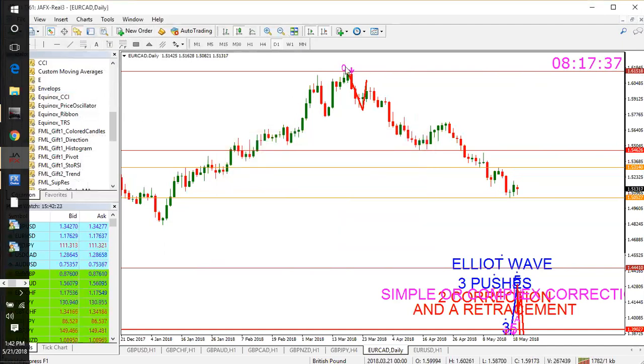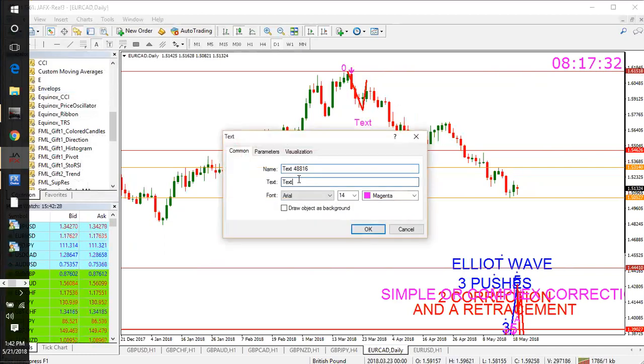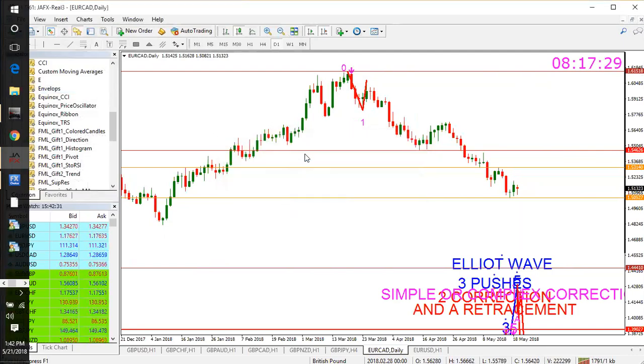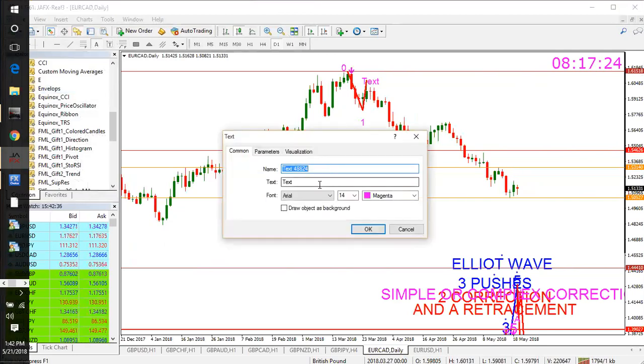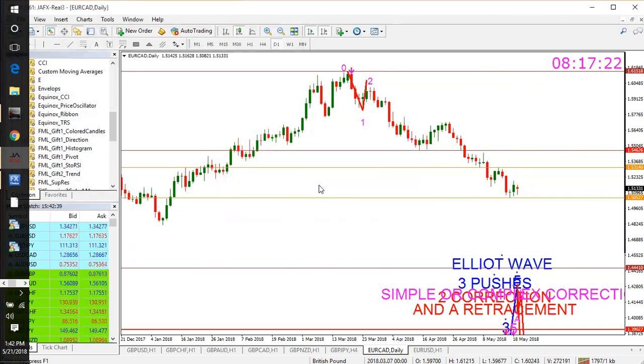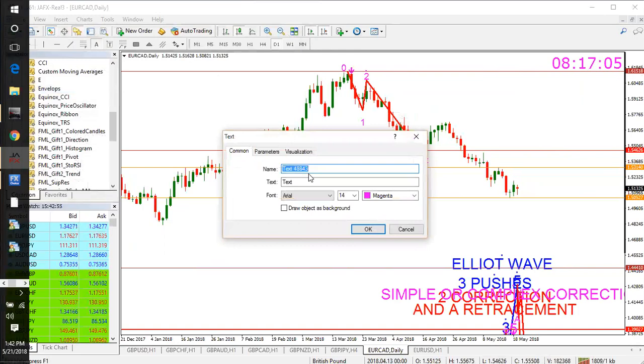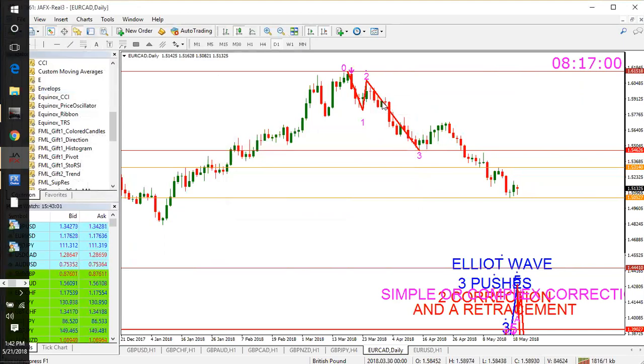From point 0, we go to point 1. First push to point 1. So this is 2. What's the next thing? From 2, we need a next push, and that push came to this point. You see, it's always the longest. I told you that from point 2 to 3 is always the longest. So you want to enjoy that very powerful ride. Okay, so you would have gotten in here for a sell and you enjoy it.